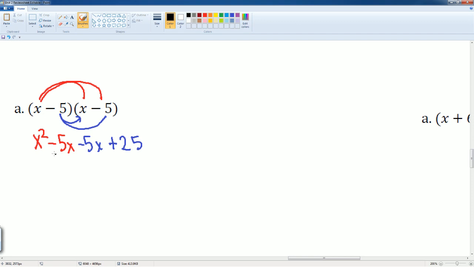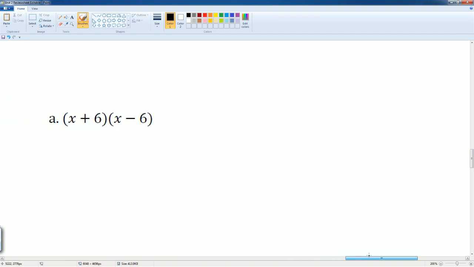Are there any like terms? Yes. Negative 5x plus negative 5x gets you negative 10x. Bring down x squared and bring down the 25. So the answer here is x squared minus 10x plus 25.